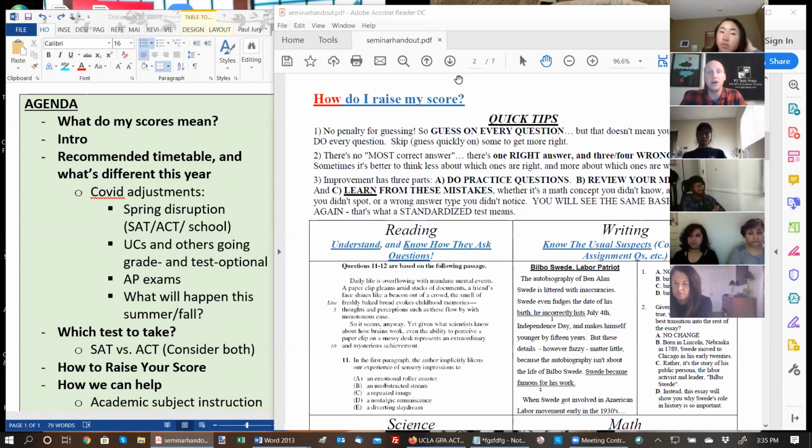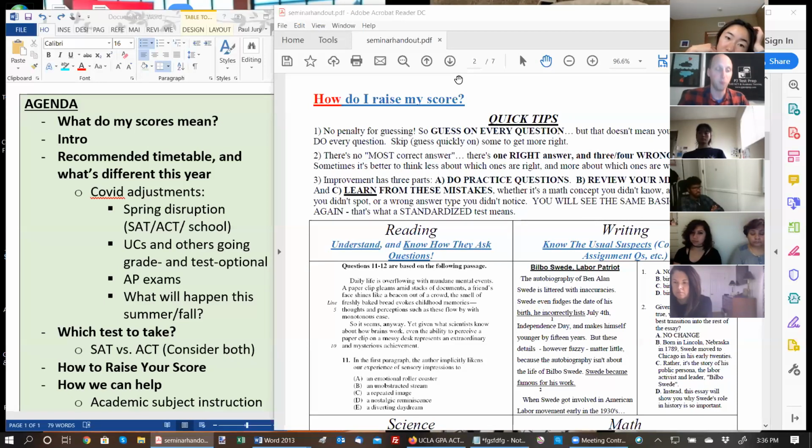But slowing down can allow you to get more right, and then you'll still pick up the other ones just by guessing. So guess less, score more, as they say sometimes. Now, rule number 2 here, guys, is there's no such thing as a most correct answer. There is a right answer, and then there are 3 wrong answers. And that's the way it always is on every SAT question.